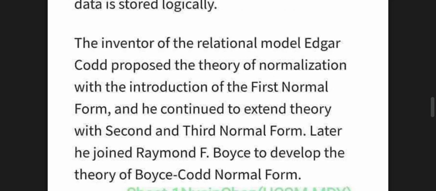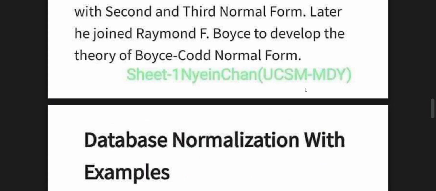The inventor of the relational model, Edgar Codd, proposed the theory of normalization with the introduction of the first normal form, and he continued to extend the theory with the second and third normal forms. Later, he joined Raymond F. Boyce to develop the theory of Boyce-Codd normal form.